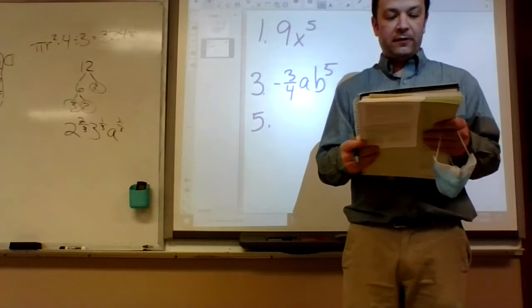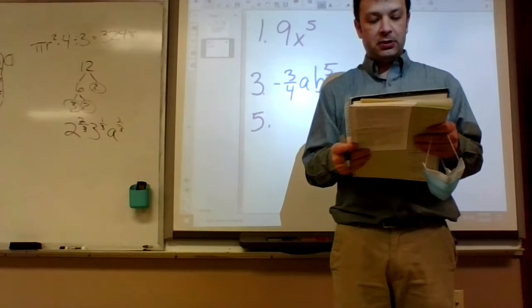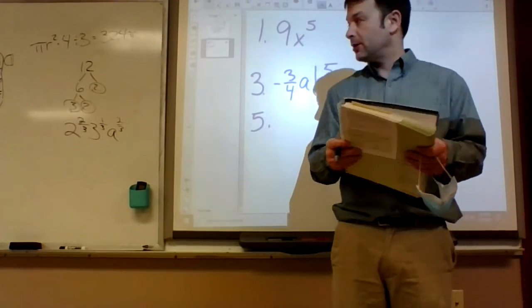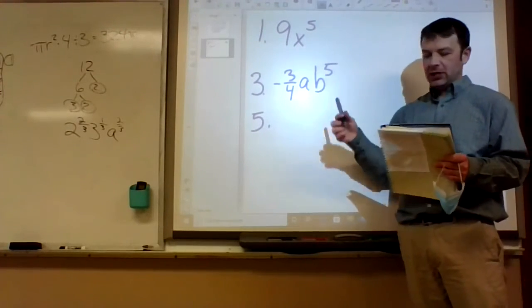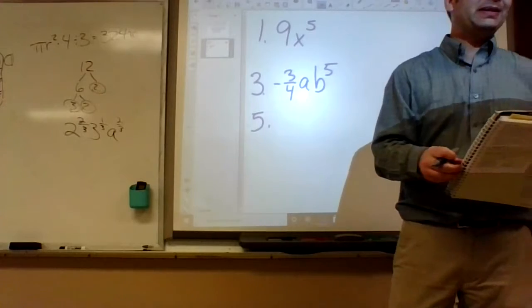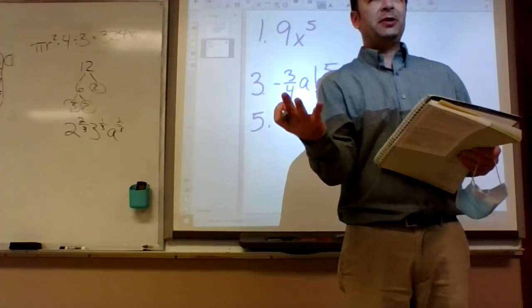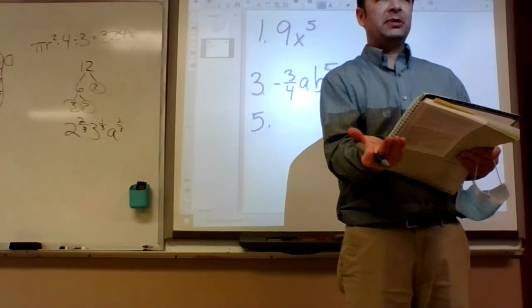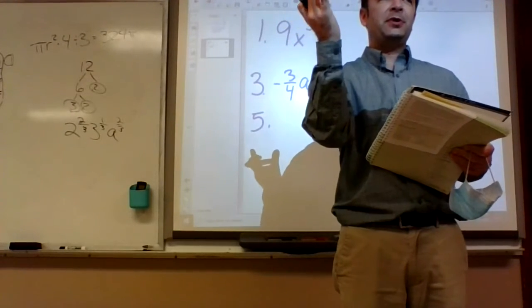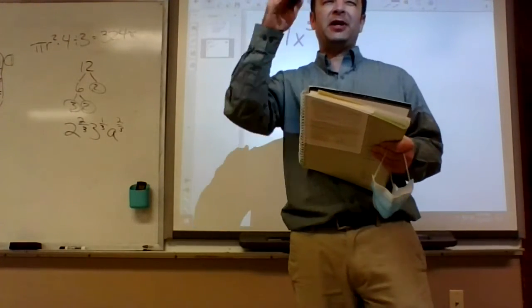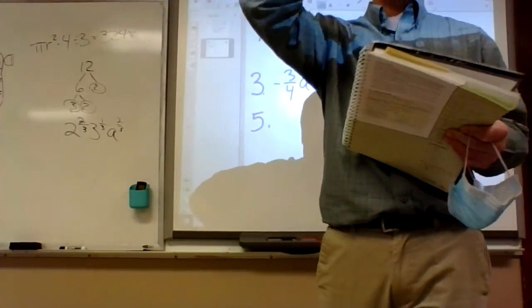Number 5. What about turning it into a positive? It already is positive. The exponents are supposed to be positive. Okay, on number 5, the exponent is not positive, but a z to the negative 2 on the bottom is the same as a z to the positive 2 on the top. That's what negative exponents do. They flip it around.